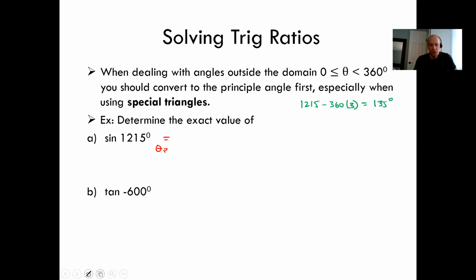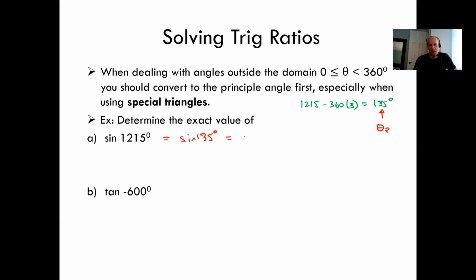So it turns out that by knowing the principal angle, this is the principal angle, this is the same as sine of 135 degrees. They are exactly the same. There's literally no difference. So you might as well just calculate sine of 135 degrees. Now, how do we calculate this one? We have to think back to a lesson or two ago where we had to work out angles in the second quadrant.